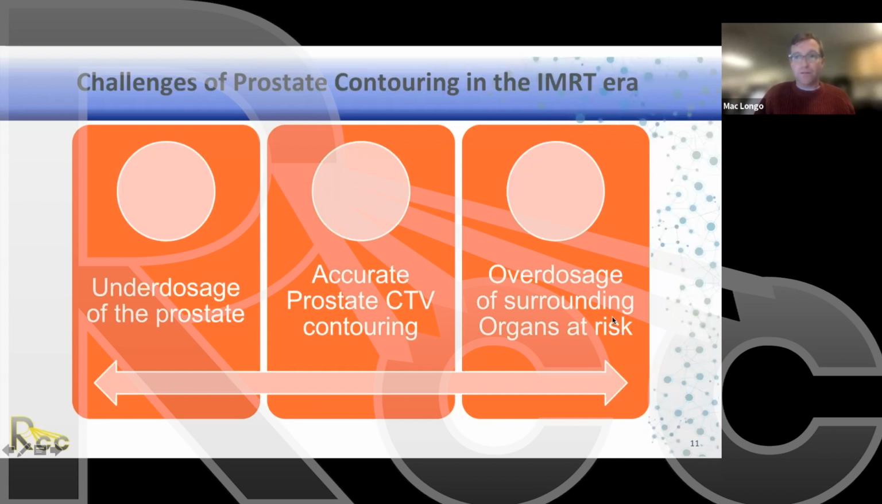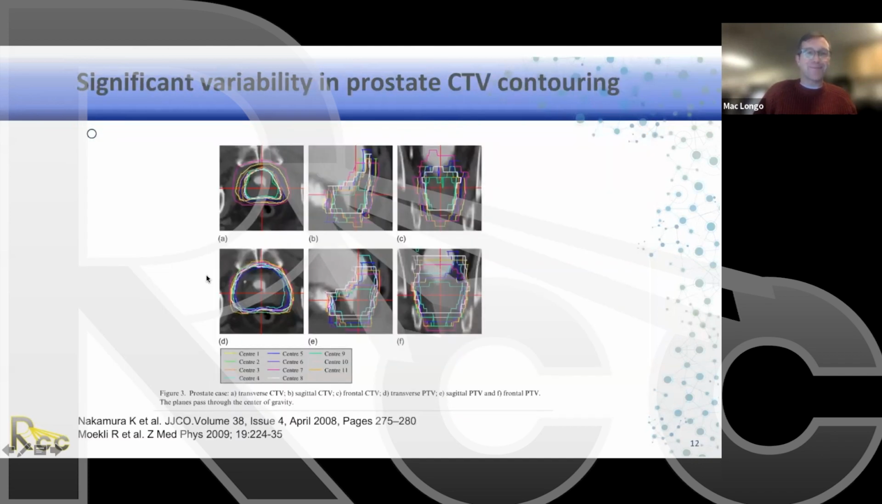While on the other end of the spectrum, ensuring that we are not over contouring our prostate and including all of the critical surrounding organs at risk in this area, like the bladder, the rectum, the colon, the penile bulb. Where we really want to be is right in the middle, where we are accurately contouring our prostate clinical target volume while not missing any prostate and not encompassing normal organs that do not need to be included. This has been well studied. There is significant variability in prostate CTV contouring.